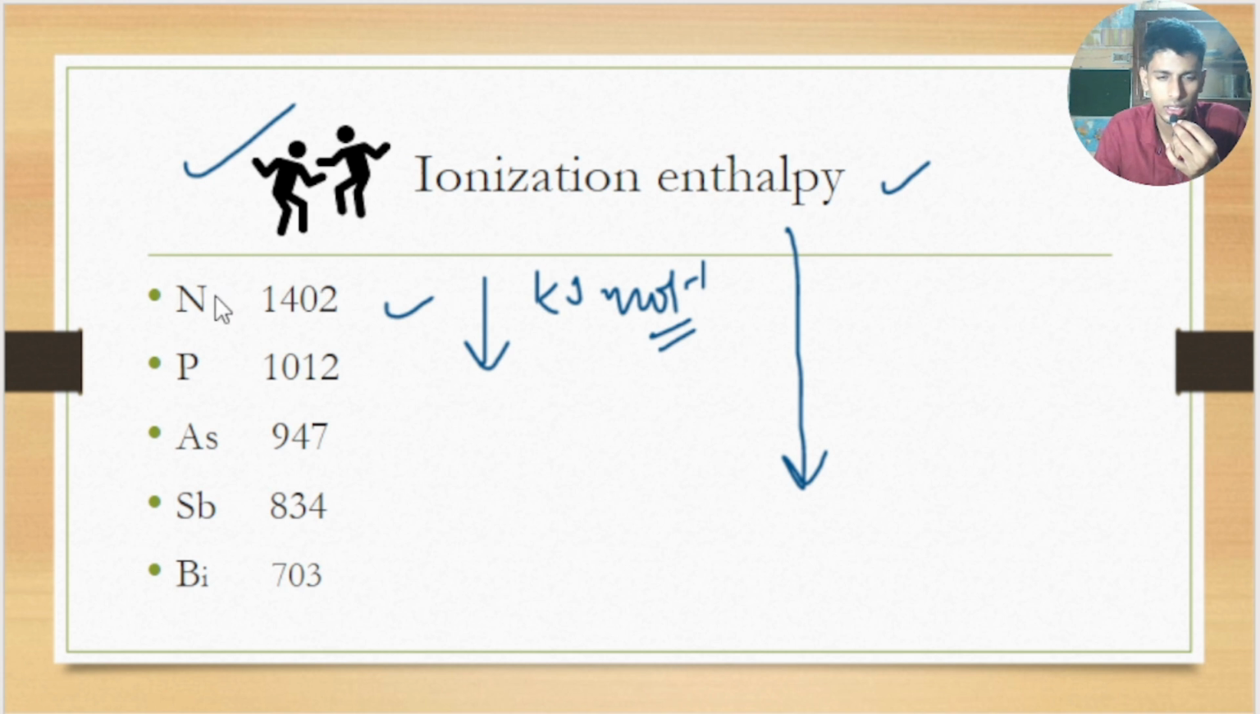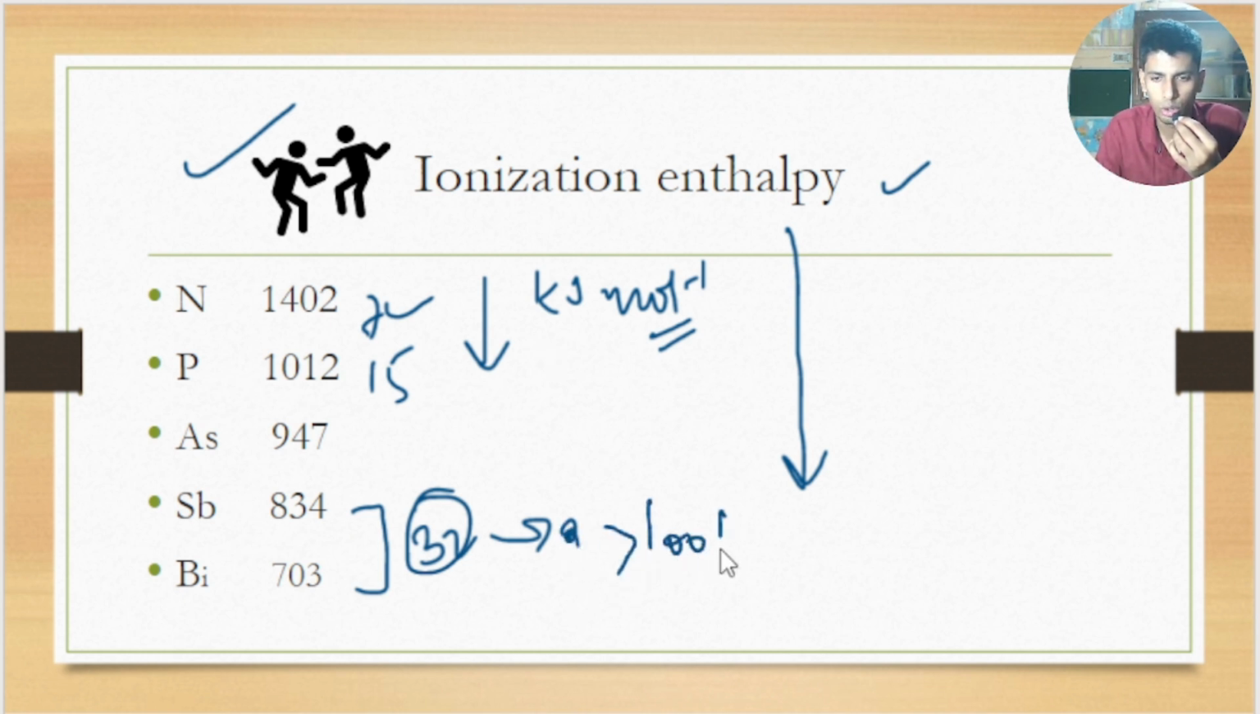And how is it gradual? See, in the case of nitrogen and phosphorus, nitrogen is 7 and phosphorus is 15, so the difference in atomic number is 8. But the difference in ionization enthalpy is almost 400 kilojoule per mole. But in the case of antimony and bismuth, where the difference in atomic number is 32, the change in ionization enthalpy is less than 100 kilojoule per mole.